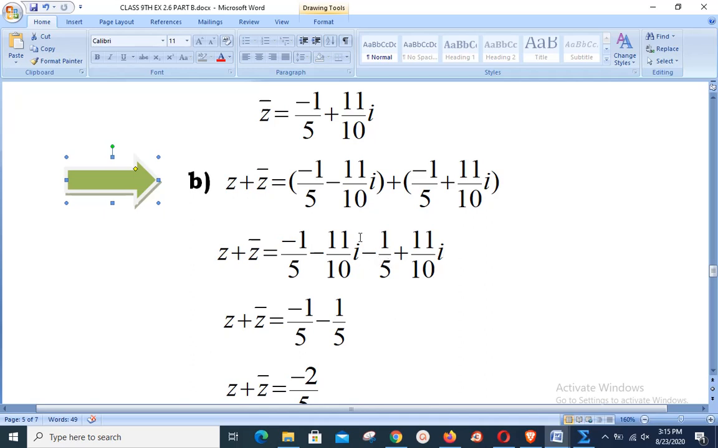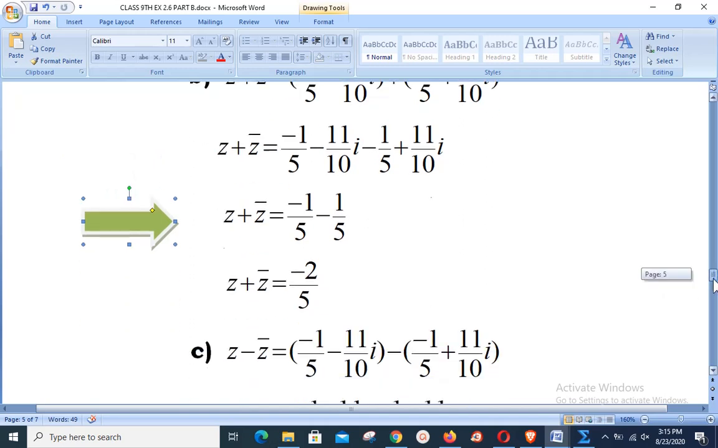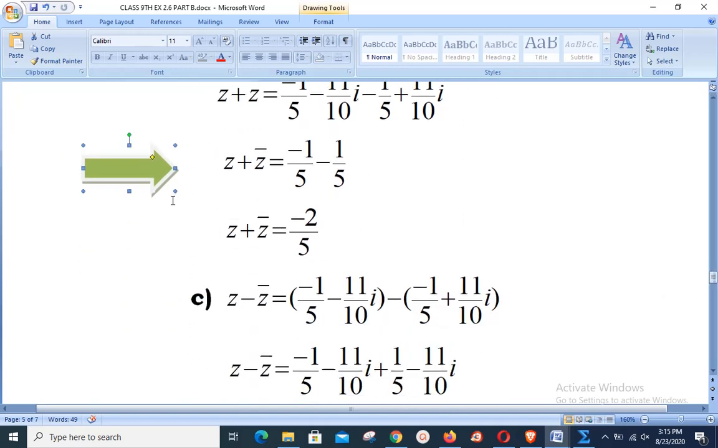Well clear, minus 11 over 10 iota plus 11 over 10 iota will get cancelled. You are left with minus 1 over 5 minus 1 over 5. Very simple, take the 5 as LCM, so you will be having minus 1 minus 1 whole over 5, that gives you minus 2 over 5 as the result of z plus z conjugate.